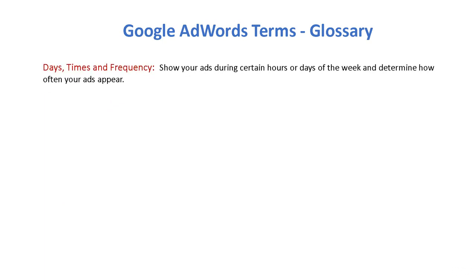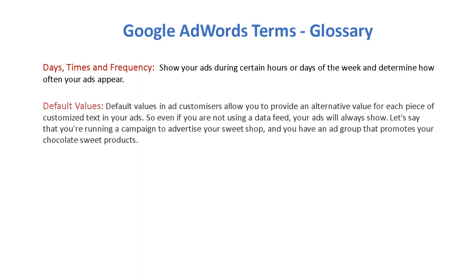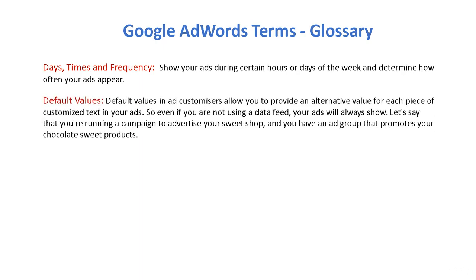Default values. Default values in ad customizers allow you to provide an alternative value for each piece of customized text in your ads. So even if you're not using a data feed, your ads will always show.